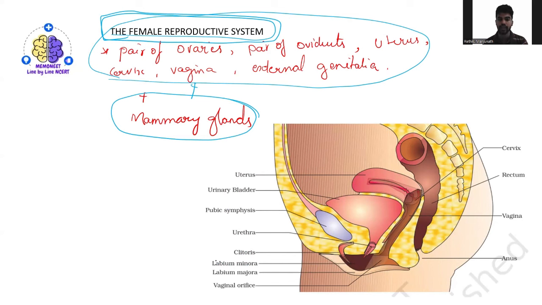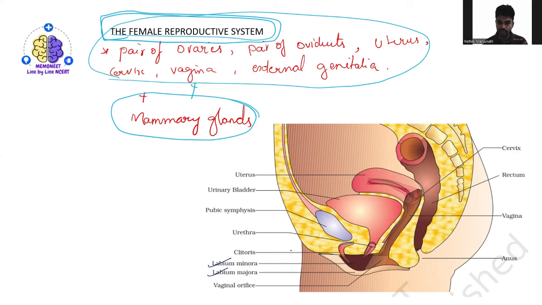So they have given the labium minora here. I guess you can say labia or labium. They have given the labium minora, and also the labia majora. Then they have also mentioned the hymen. Okay, they have not mentioned the hymen.